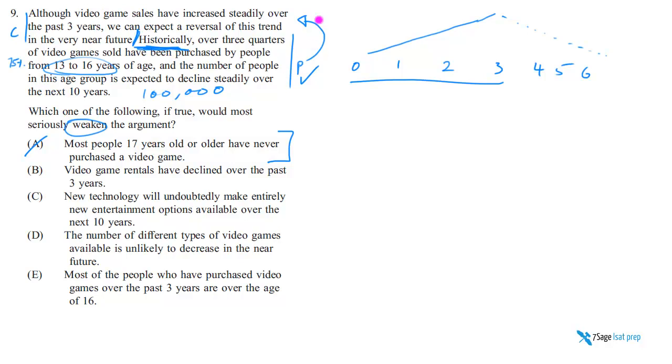Not make this stronger. B says video game rentals have declined over the past 3 years, but what does that have to do with anything? Video game rentals have declined over the past 3 years, but sales have grown, right? Over the past 3 years, we know sales have grown. Maybe it was like expensive rent. People, I would have rented, but instead I bought, right? So as a statistic, the rental goes down. As a statistic, the purchase goes up. So maybe that explains why this goes up, but that has no bearing, right?